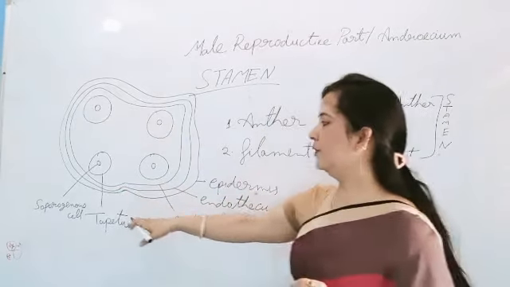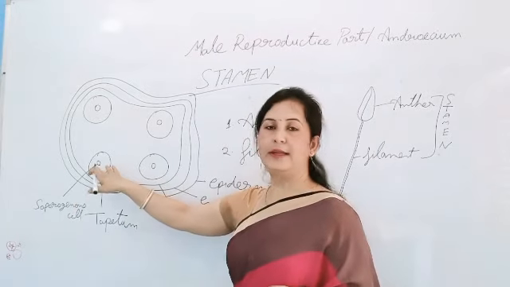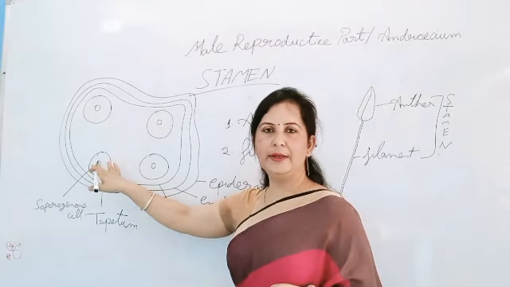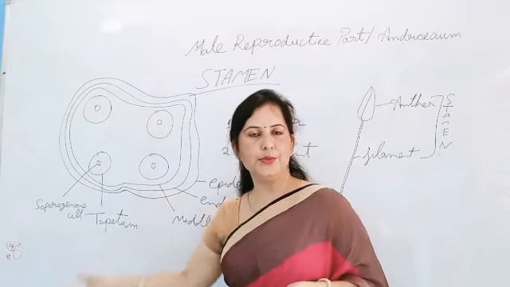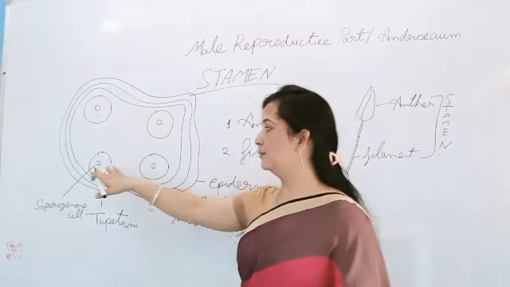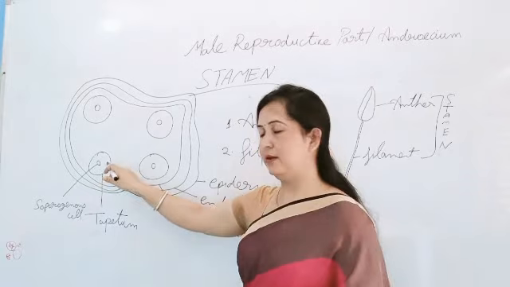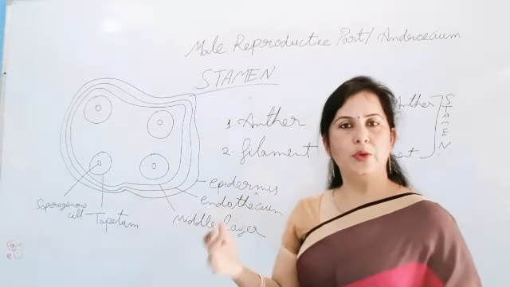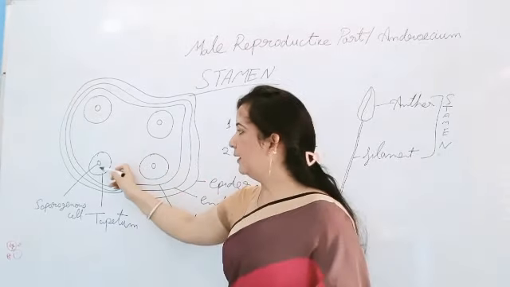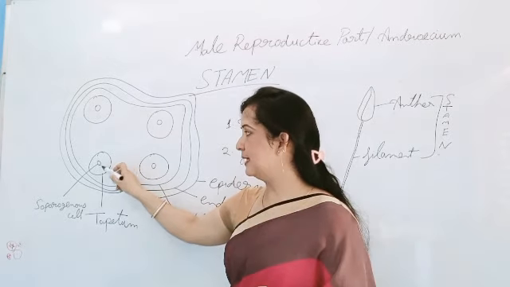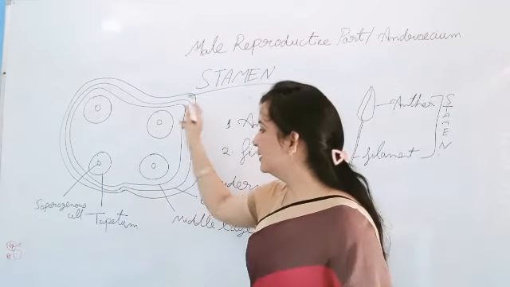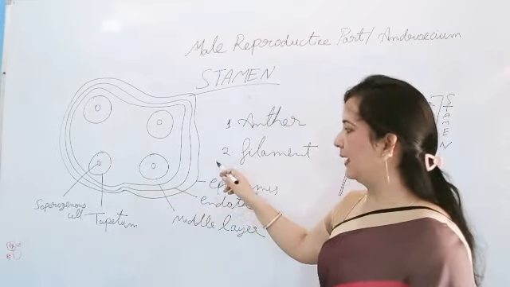Sporogenous cell. The work of sporogenous cell is to produce the pollen grain. This PMC, pollen mother cell, present here, and it forms the pollen grain. So pollen grain will be created here, where sporogenous cells create the pollen grain. So this is the TS of young anther.